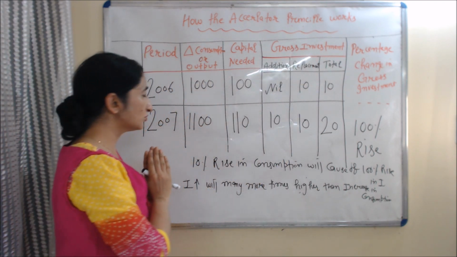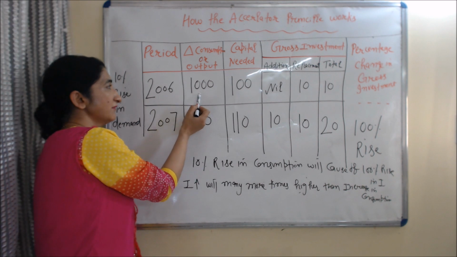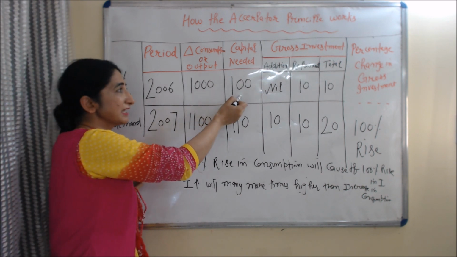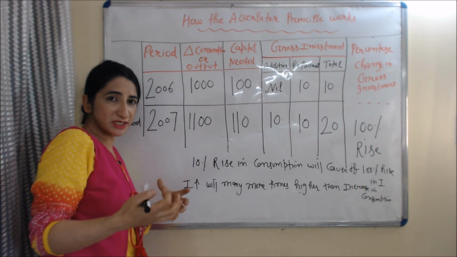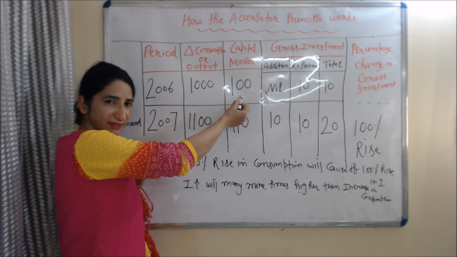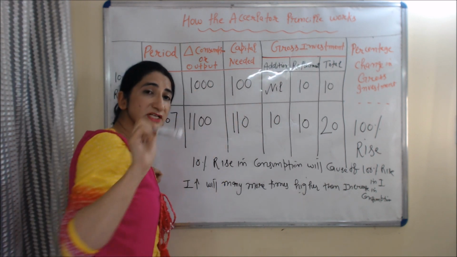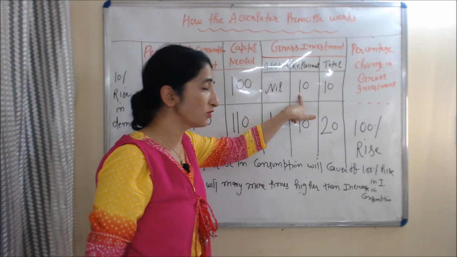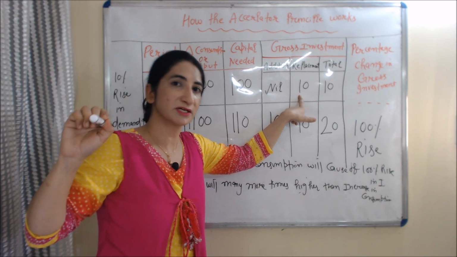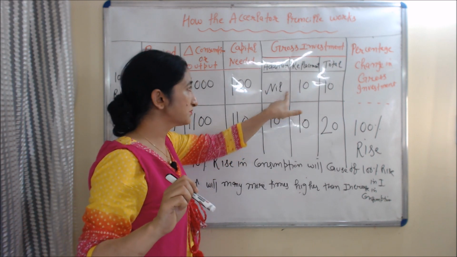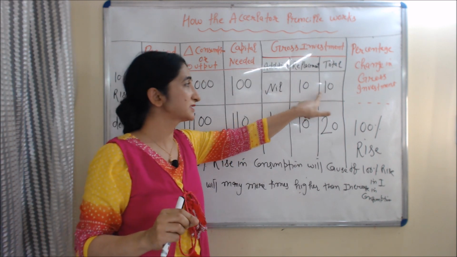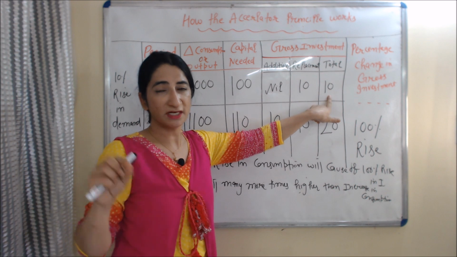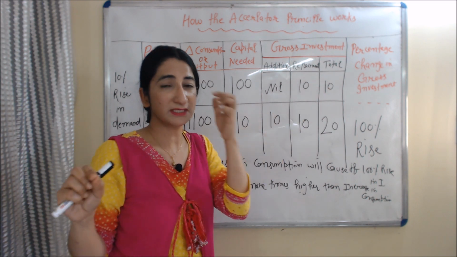Okay, in 2006 our consumption is 1000 and capital or machinery needed for output is equal to 100. In 2006 our additional investment is nil because we start from 2006, and we assume our replacement investment is equal to 10, and additional investment plus replacement investment is equal to total investment. In 2006 our total investment is equal to 10.